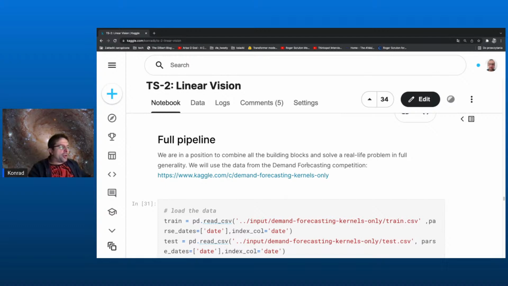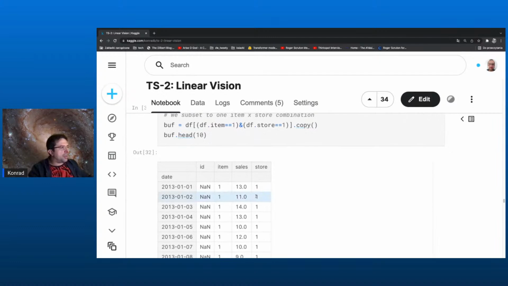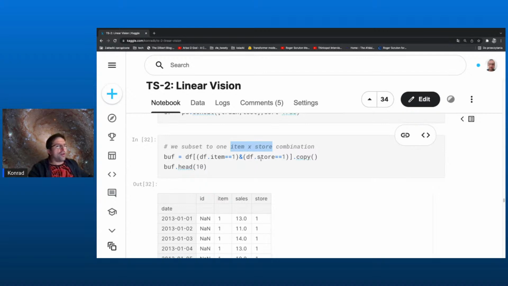We're going to be, by the way, using data from this competition. Training, test, tada. This was about predicting sales of items in stores. For the sake of this presentation, we restrict to one item, one store. That's what it looks like.